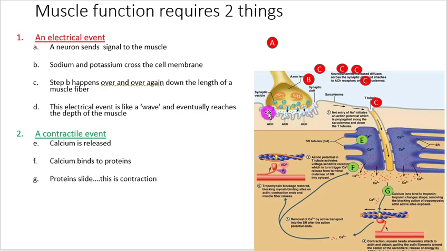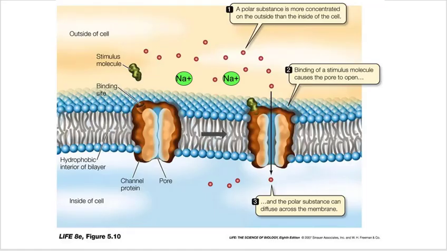And so this guy has a special name, and his name is the motor end plate. So we call this guy over here the motor end plate. What is the motor end plate? It's the specialized portion of the skeletal muscle cell membrane that has receptors for acetylcholine. You'll notice all these other places don't have those receptors.